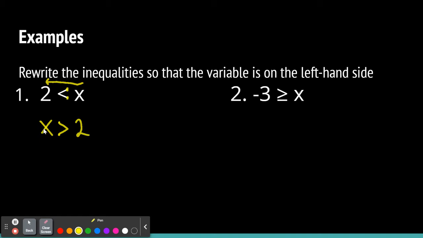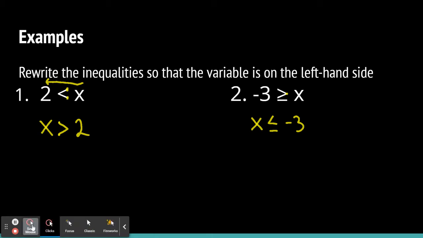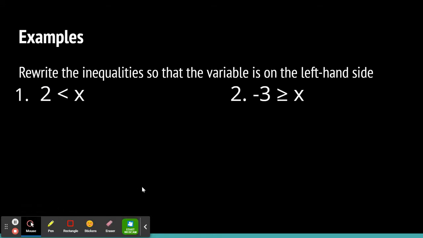Doing the same here. Again, we want to write the x on the left side. And x is on the smaller side of the inequality symbol. And don't forget about our equal to, -3. Let's go see what's next here. Oops, I forgot to clear that out. There we go.